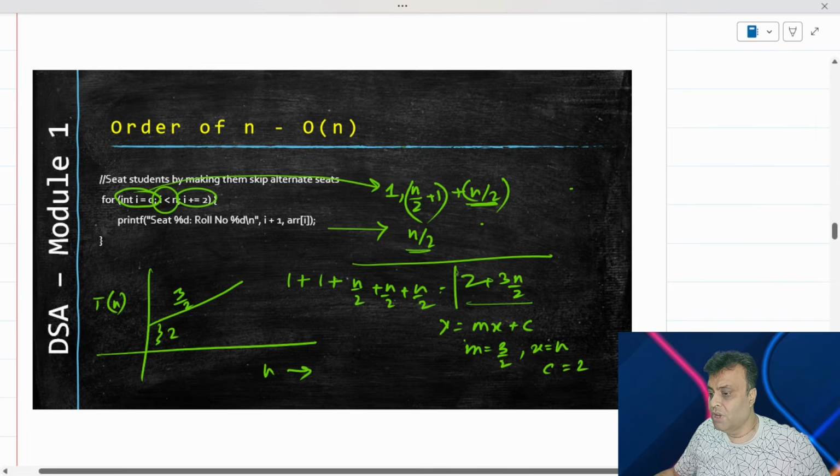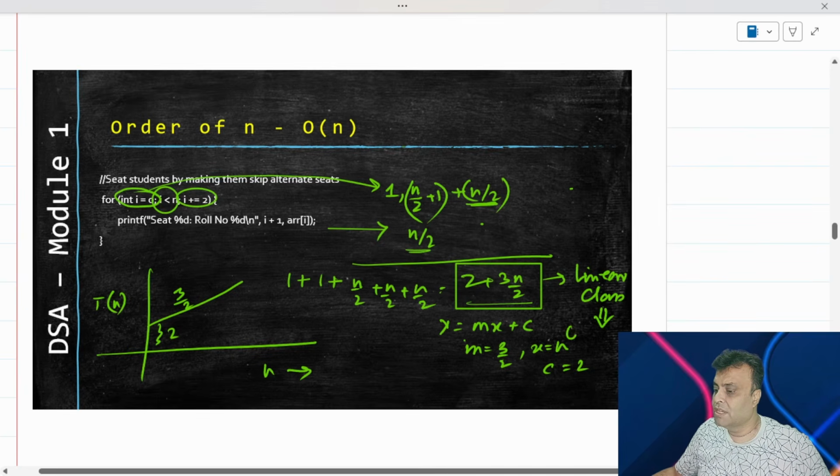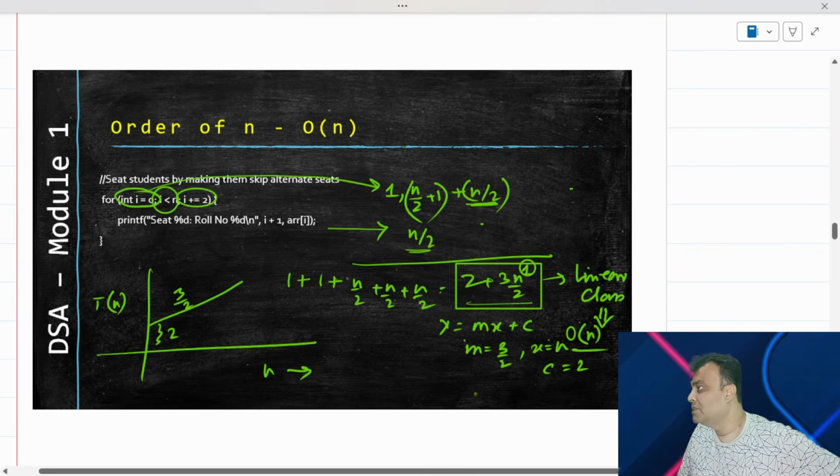So does this follow a linear class? This also follows a linear class. So can I say that this linear class time complexity is order of n again? Why? Because the power of this particular n is 1, which is why I'm saying order of n. 3 by 2 is just a coefficient defining the slope.